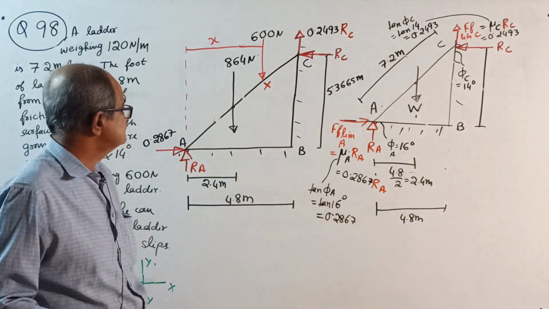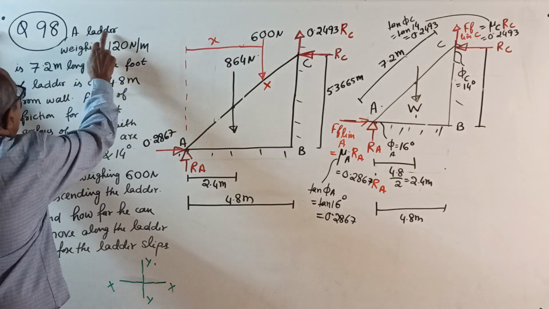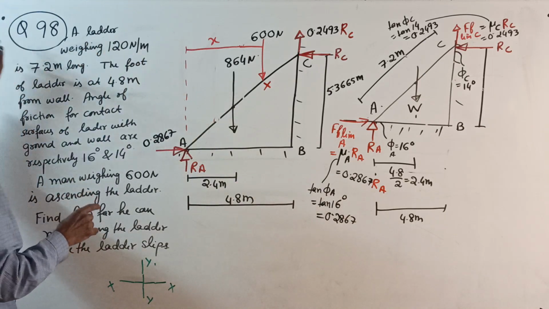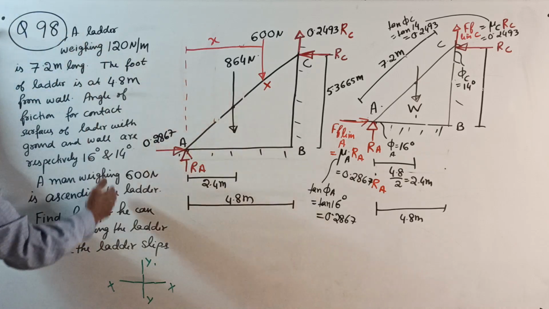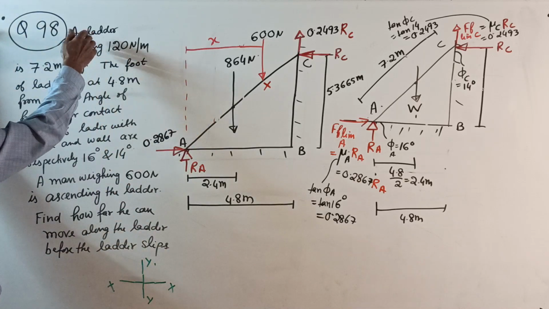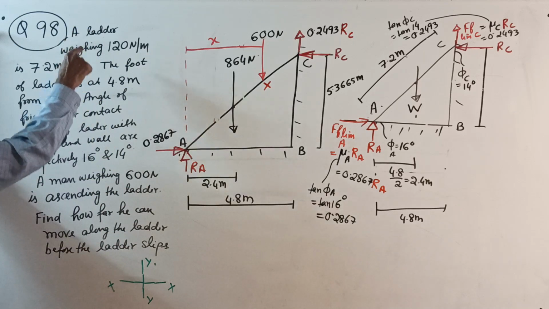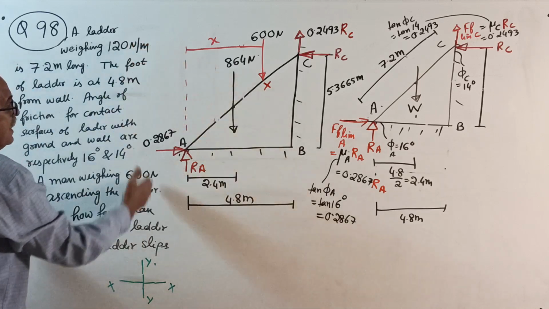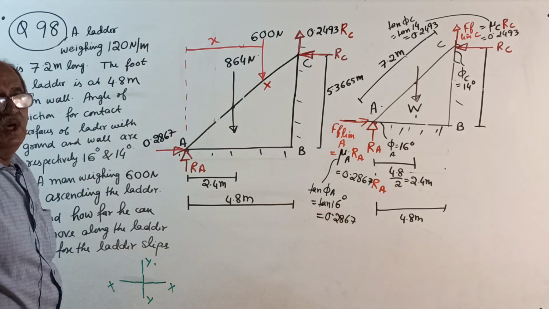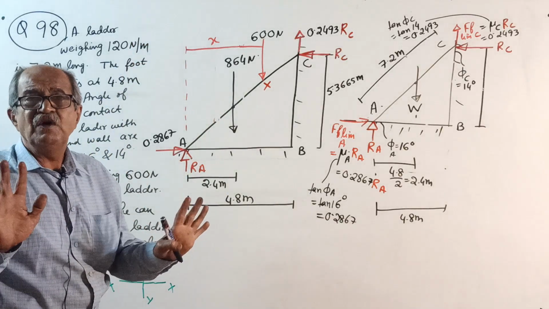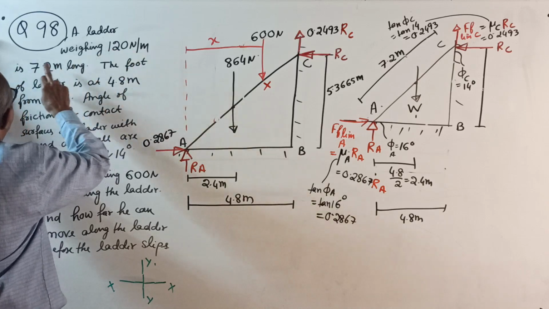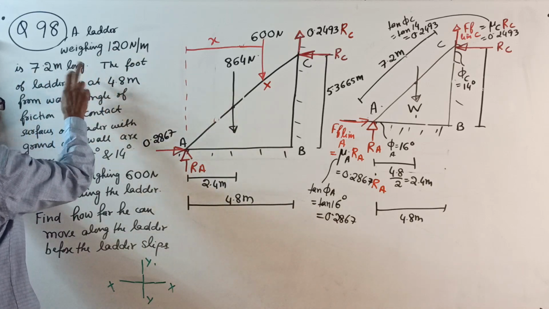Simple questions. See. A ladder weighing 120 Newton per meter. So, make a note. Read the question properly. I will explain. You just read the question first. I don't have to read it; that work I don't do. Simply read whatever I wrote. You read here. Now, solve. When you solve, read the question once again. A ladder weighing 120 Newton per meter is 7.2 meter long.